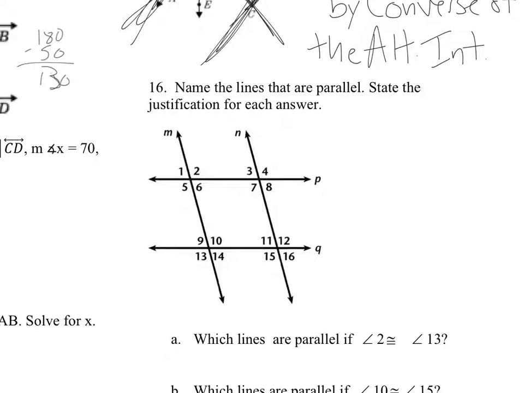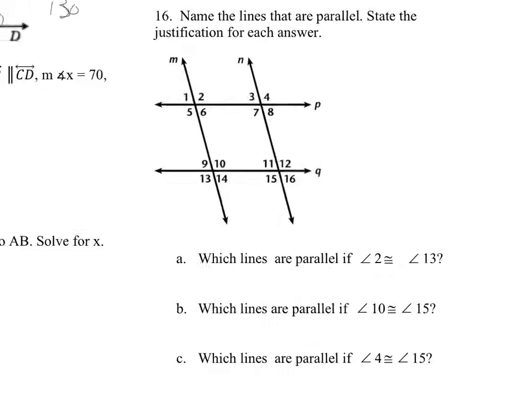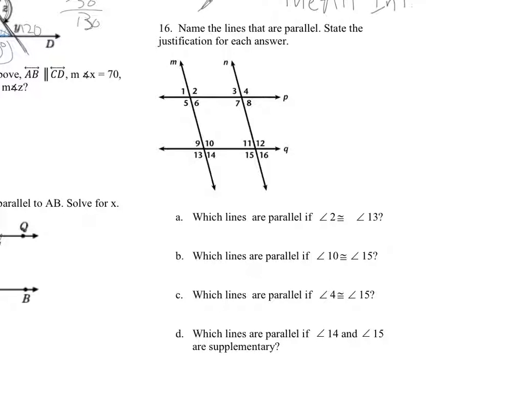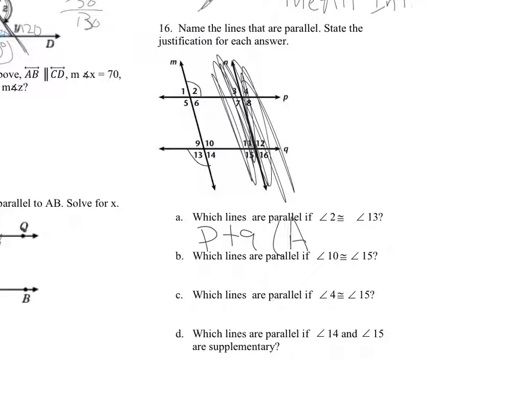Finishing this up, name 2 lines that are parallel, state the justification for each answer. So the same type of thing we were just looking at. So what if 2 and 13 are congruent? So if 2 and 13 are congruent, we're ignoring this. That means they are alternate exterior, and that would make P and Q parallel by the converse of alternate exterior. Sorry, that was really ugly writing, but we'll live with it.